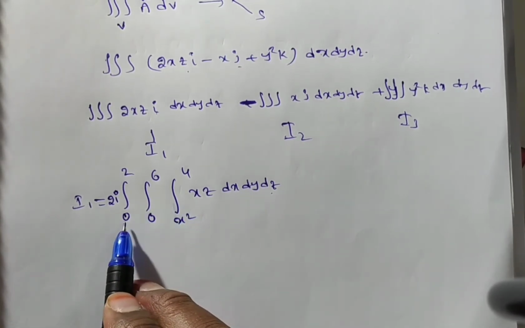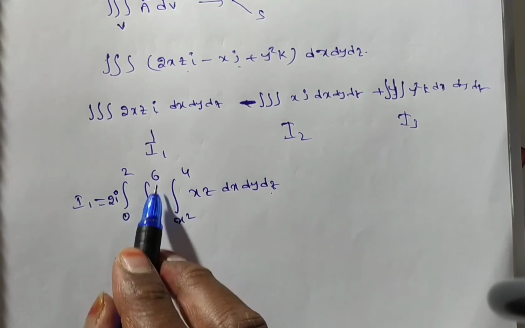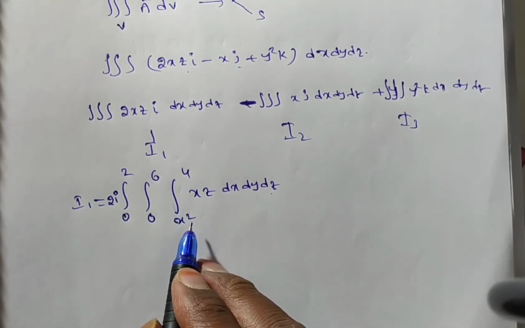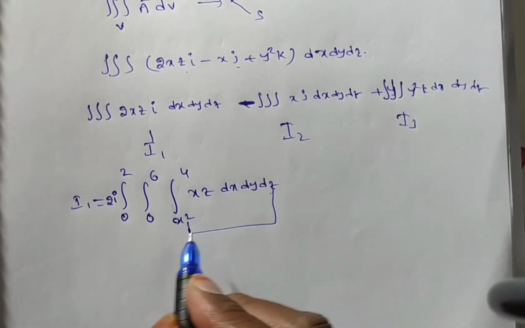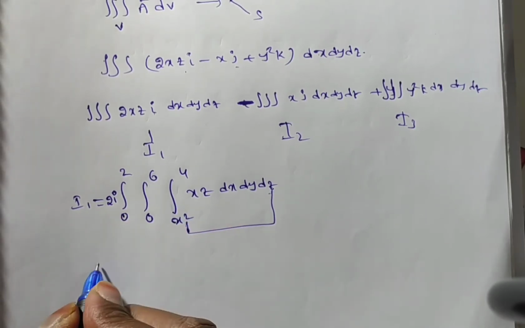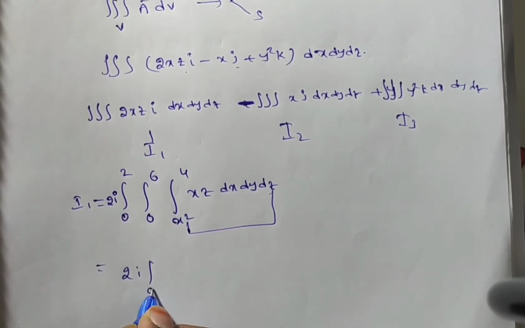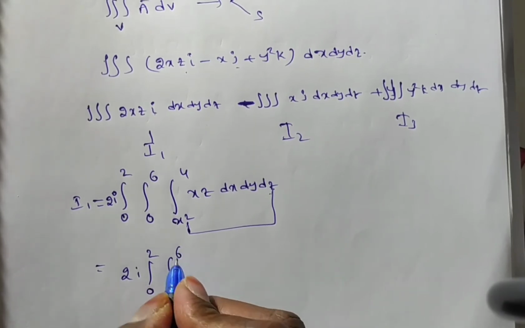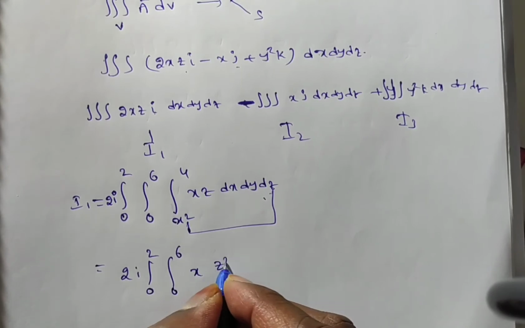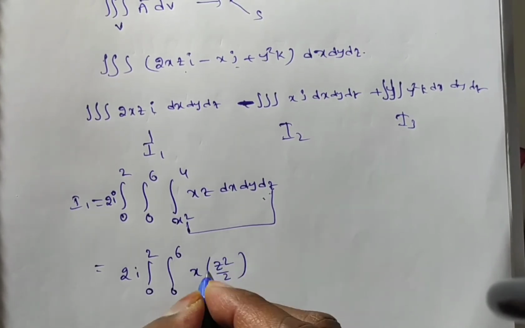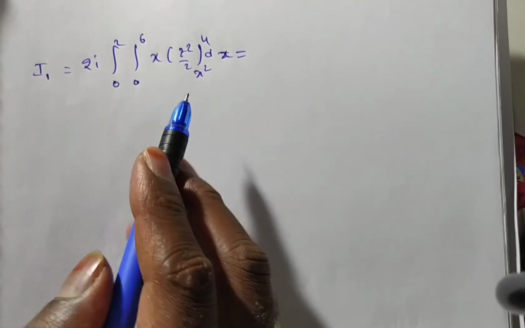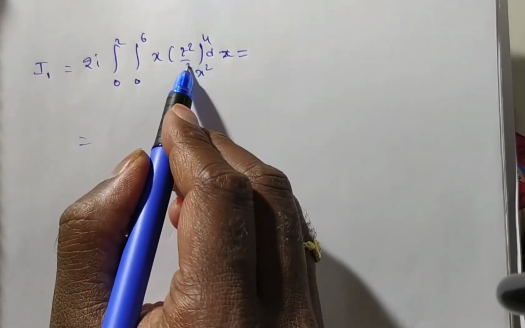But here you observe x has constant limits, y also has constant limits, but z is a function of x. So what is the dependent variable here? Z. So first we have to integrate with respect to z, and we need to apply the limits, then you will get it in terms of x. You can do it with respect to x easily. Now 2i times the integral 0 to 2 and 0 to 6. Now I am integrating with respect to z. The integration of x into z is z square by 2, with limits from x square to 4. This is written here for convenience. You see friends, now you have to take upper limit minus lower limit.